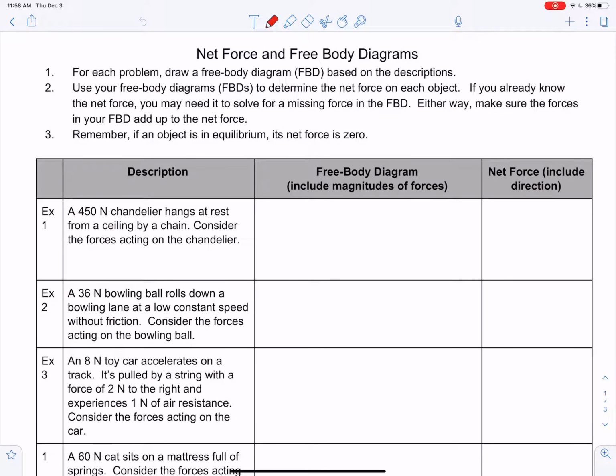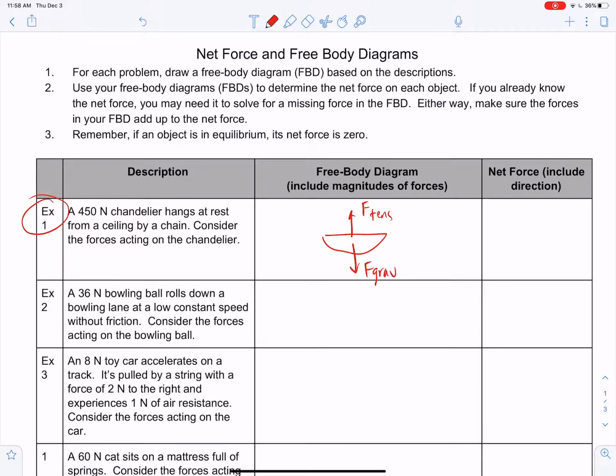So here's 3 examples. Example 1, a 450 Newton chandelier hangs at rest from a ceiling by a chain. Consider the forces acting on the chandelier. So let's say my chandelier is kind of like this. It's usually hanging by a chain, right? So if these are the chains, I want to erase those chains and replace them with the force that acts on them. So first of all, the chandelier is going to experience a force of gravity down, and it's going to experience tension from those chains supporting it.